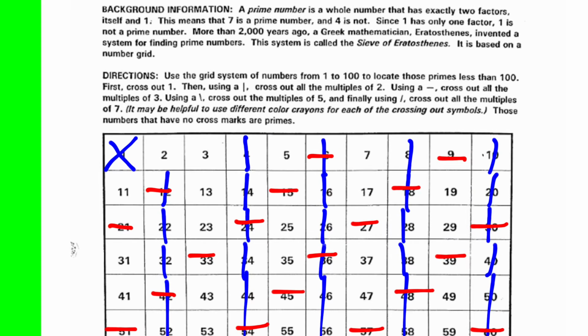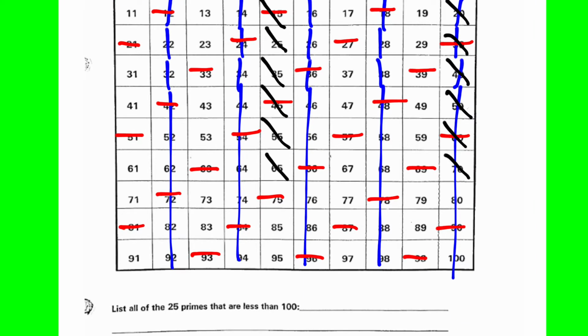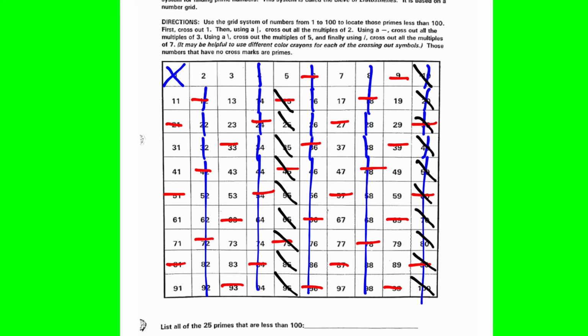Now, the next instruction says, use this symbol to cross out all the multiples of 5, but I'm going to clarify that again. We don't want to cross out the 5 itself. So the first one we'll cross out is 10, 15, 20, 25, 30, 35, 40, 45, 50, 55, 60, 65, 70, 75, 80, 85, 90, 95, 100. Boom. All the multiples of 5 are crossed out except 5.